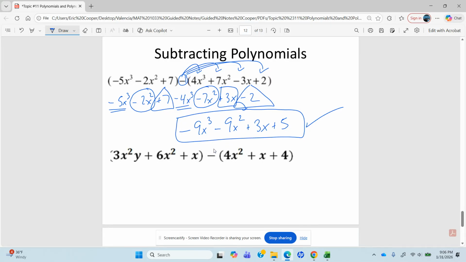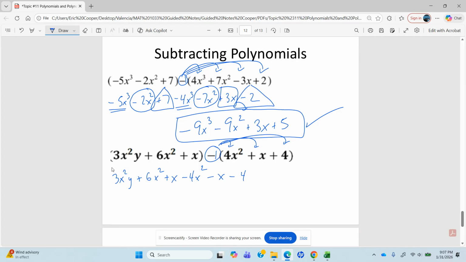Let's do the same with this problem. Again, we're going to take this as a negative 1. We're going to distribute it right into the second polynomial. The first polynomial is unchanged. We're just simply bringing it down to be able to combine it with the opposite of the second polynomial. Positive 4x squared becomes negative 4x squared. Positive x becomes negative x. And then positive 4 becomes negative 4.